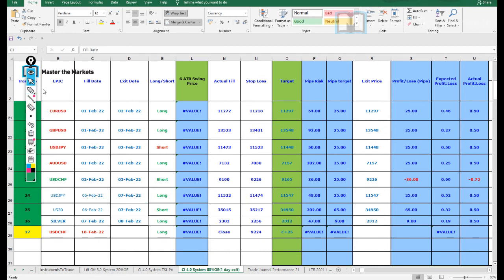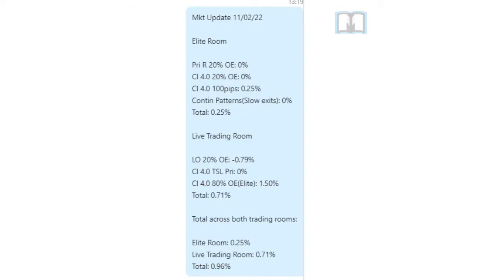Now coming back to our performance for this week, actually you can see that in the Elite Room, out of the 4 strategies that we do, 3 have been flat. The only one that has taken a trade for this week is Cash In 4.0, 100 pips, 0.25% profit came from dollar yen, and we took it at 0.25% risk as well. Actually hit target, but why did we take it at lower risk? Because there was very low open equity in terms of the weekly time frame. That's why we did that.